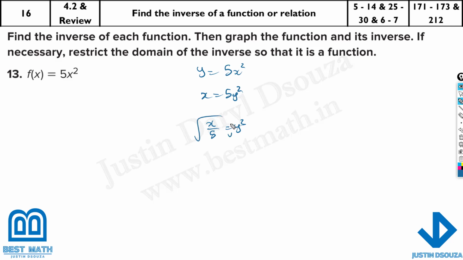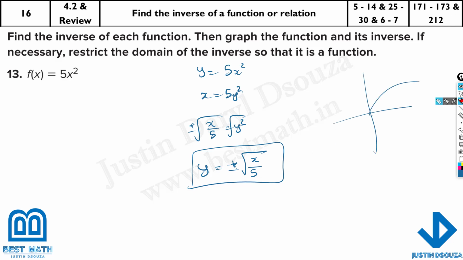How do you remove this? Square root on both the sides. This becomes y equals plus or minus square root x by 5. So we have got a square root function. And there is plus and minus. Now here, is there any plus? See, this x is alone. That means the graph will start from the center itself. You can see here, let's look into the graph.